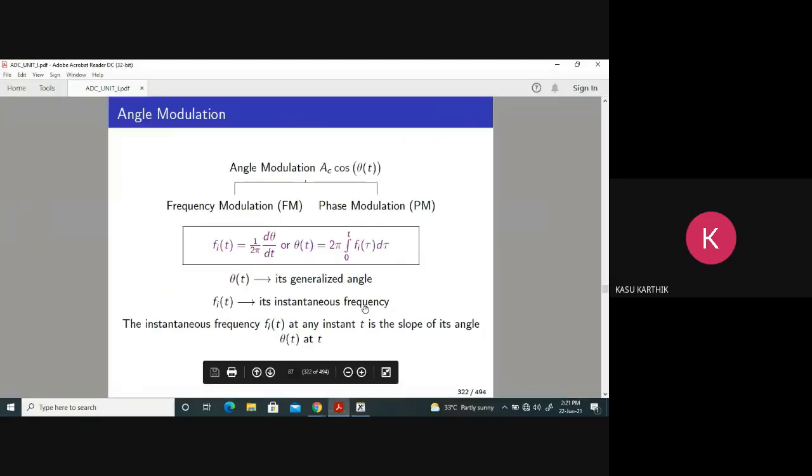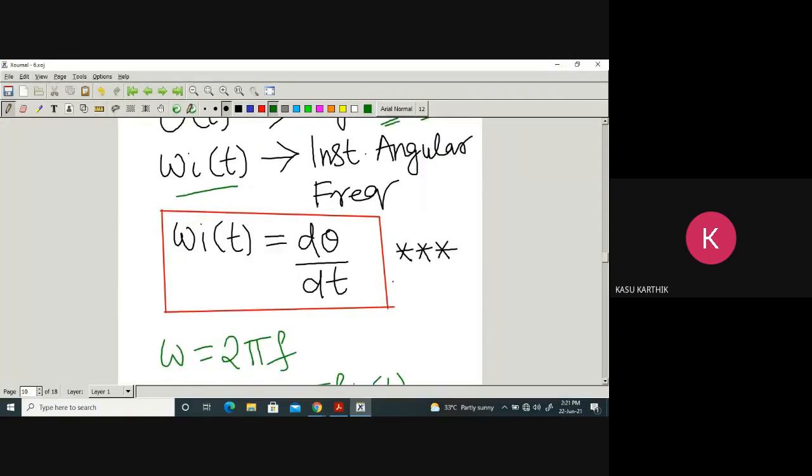So these are two things you must know. In angular modulation, you have an angle theta of t, and you have an instantaneous angular frequency or frequency, that is omega and f. Now, there is a statement I have made very clearly. The instantaneous frequency at any instant t is the slope of its angle. So what do you mean by this?